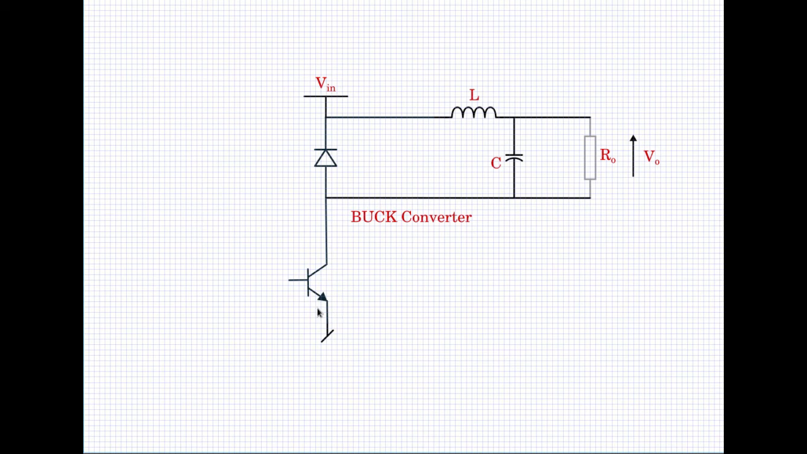This BJT switch, when it is on, there is a voltage V in which appears across the diode, reverse biases the diode, current flows through the inductor, charging up the inductor, and flows back in this fashion. And when this switch is off, the inductor freewheels through the output circuit. Operation remains the same, input output relationship also remains the same.